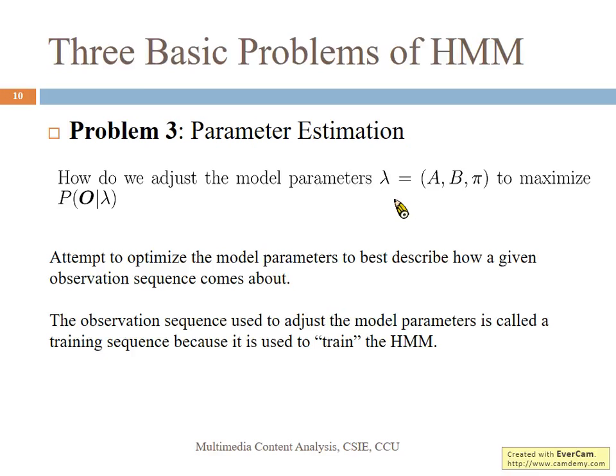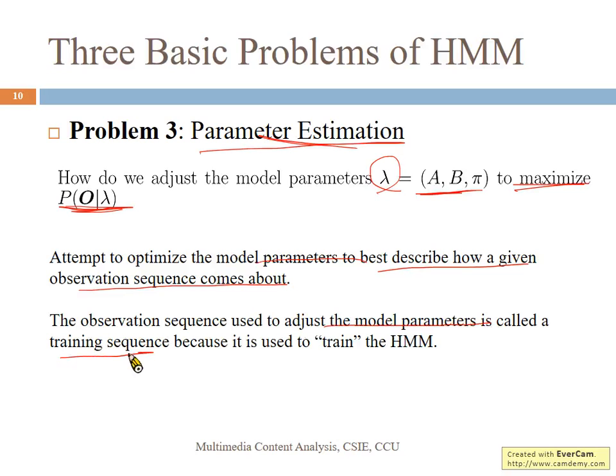The third important problem is the most difficult one, the parameter estimation. So how do we adjust the model parameter lambda is equal to A, B, pi to maximize the probability of O given lambda? So we want to optimize the model parameters to best describe how a given observation sequence comes about. And the observation sequence used to adjust the model's parameters is called a training sequence because it is used to train the hidden Markov model.